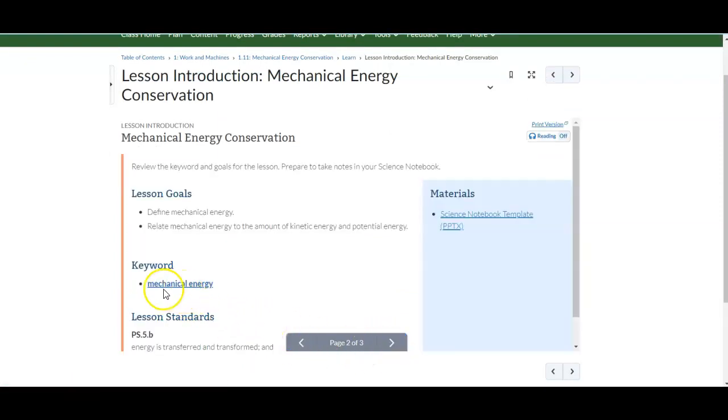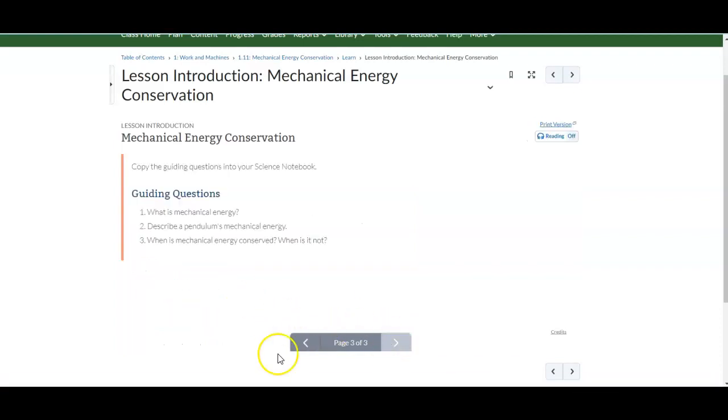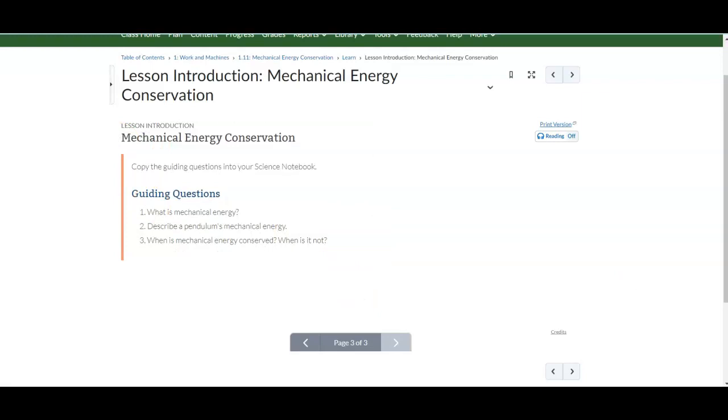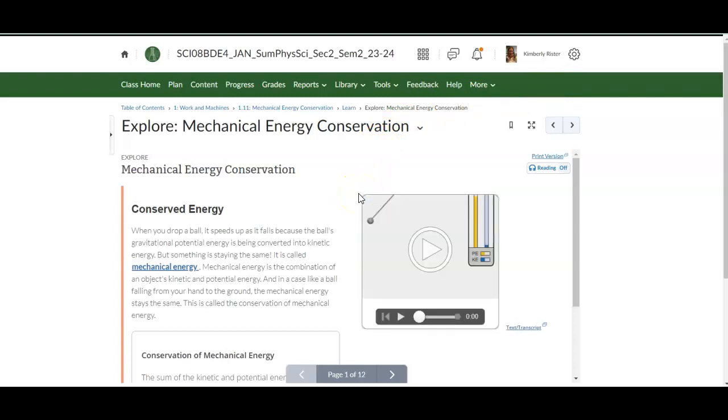As we move on, you've got that mechanical energy word to go ahead and define. Remember, you want the words defined in your science notebook, not just listed. And then here are the guiding questions. I'll go ahead and take a little screenshot of those. Put them over to the side so that we make sure we get all of those answered as we're going. All right, so as we jump into the lesson, exploring this mechanical energy conservation, guiding question number 1 says, what is mechanical energy?